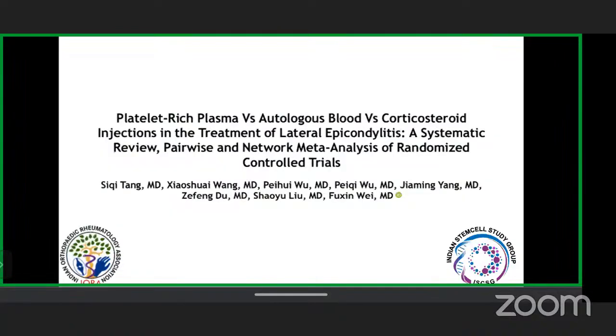In the later years, that is, the early 2000s, when PRP and stem cells had not yet come into the picture that much, they were contemplating whether to use autologous blood or corticosteroid injections, which we know after so many years, like in 2023, are not going to give an effect in the long term.